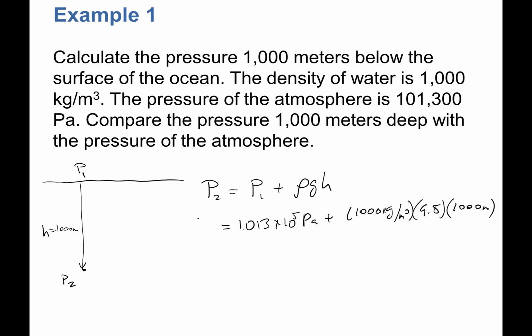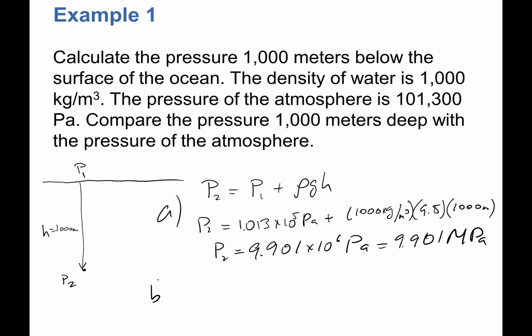That means the pressure at that point 2 will be 9.901 times 10 to the 6 Pascal, which is basically 9.901 megapascal. That's part A. For part B, when we're comparing, right?